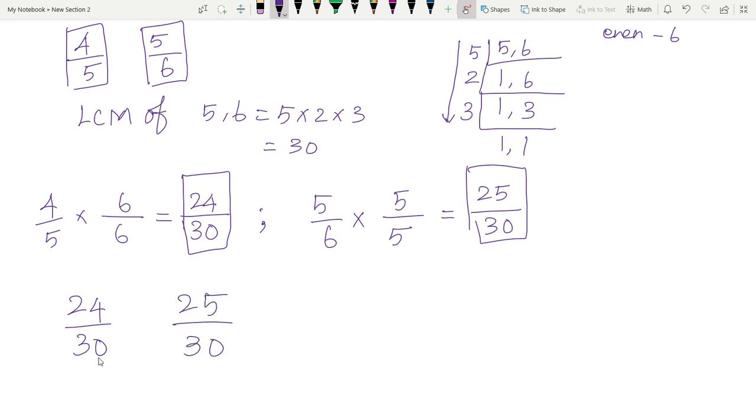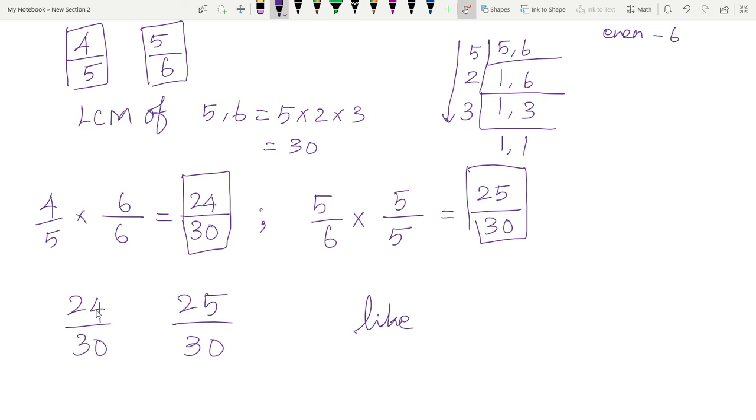Look at the denominators here and here. The denominators are equal, isn't it? When the denominators are equal, it is known as a like fraction. What is the condition for comparison of like fractions? We have to compare the numerators. Look here, 24 is less than 25.